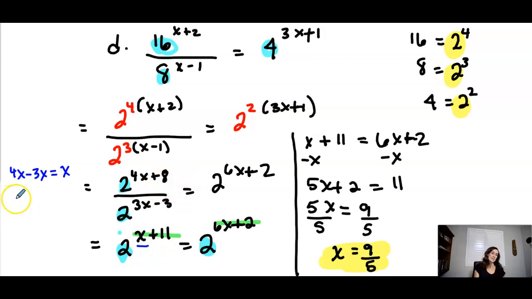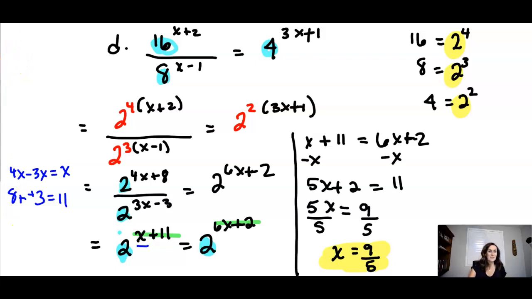And then you have 8, and you're bringing this -3 up top. So it's 8 subtract -3, and that's going to be 11. So 2 raised to the x plus 11 is equal to 2 raised to the 6x plus 2. From there, it's super easy. Your bases are the same, so set the exponents equal and then just solve for x. So x equals 9/5.